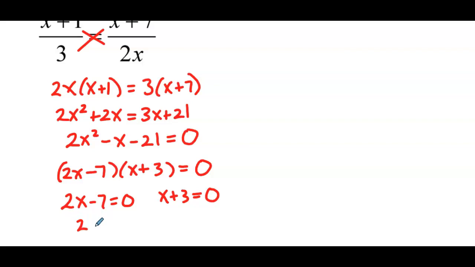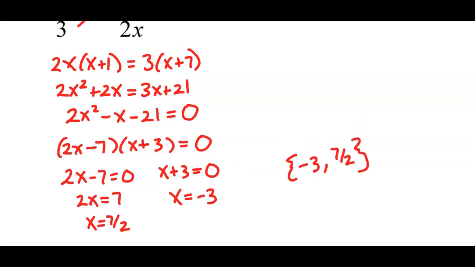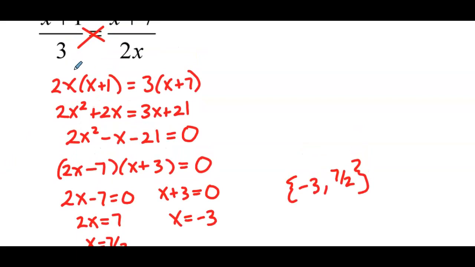So solving here, we have 2x equals 7 and x equals 7 over 2. Here we can subtract 3 from both sides, so x equals negative 3. So our solution set is negative 3 or positive 7 over 2. And again, the key here is that cross multiplication step. Once we do that, then we've turned it into an equation that looks just like any of the others that we solved in this particular video.